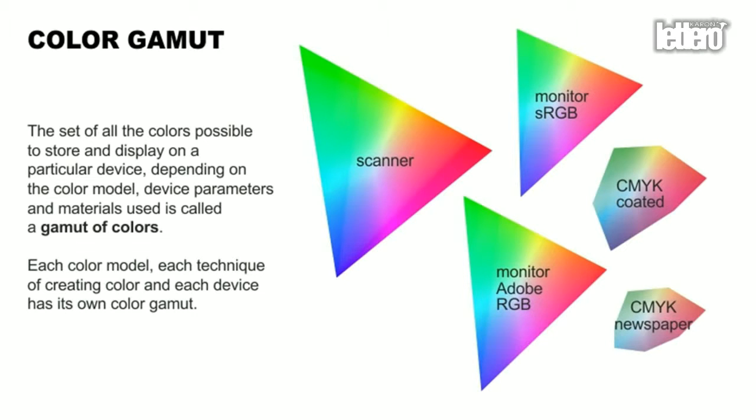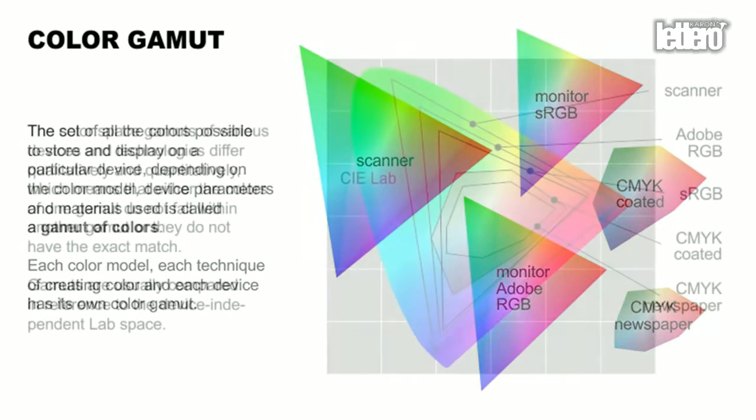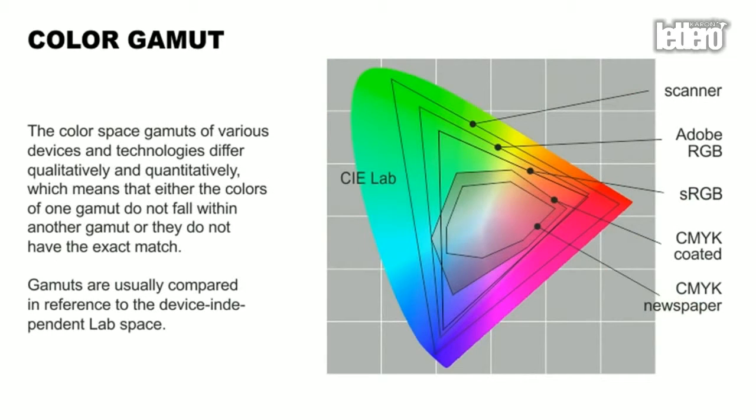Each colour model, technique of colour creation and device has its own colour gamut. The gamuts of colour space of various devices and technologies differ qualitatively and quantitatively, which means that either the colours of one gamut do not fall within another gamut, or they do not have an exact match. Gamuts are usually compared with reference to a device-independent Lab space.